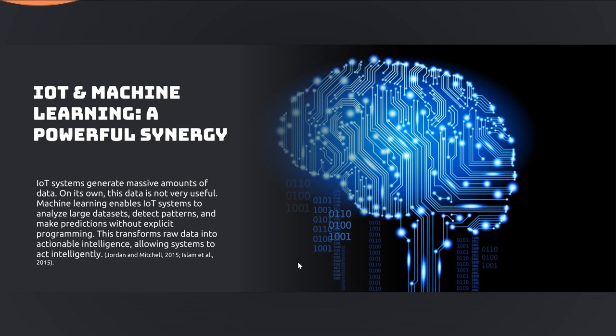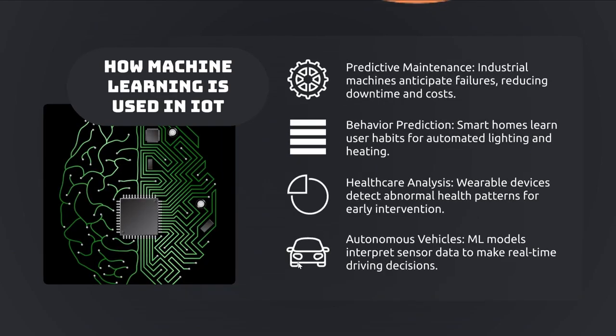How machine learning is used in IoT. Machine learning enhances IoT systems in several important ways. In industrial environments, predictive maintenance models can identify potential equipment failures before they occur. In smart homes, algorithms can analyze user behavior to automate lighting and heating systems. In healthcare, wearable devices can detect abnormal health patterns using data analysis.